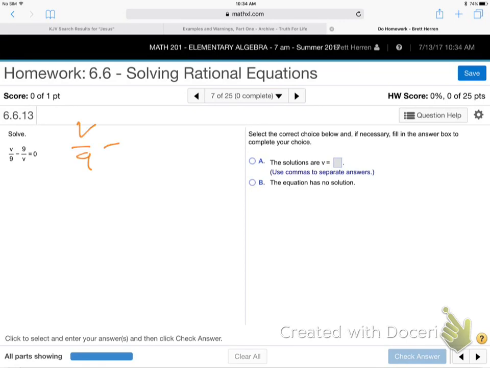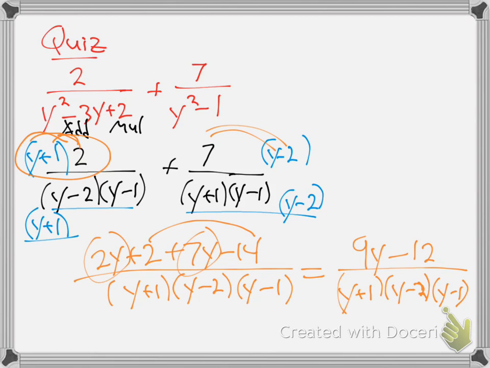V over 9 minus 9 over V equals 0. This is different than the one we just did on the quiz because it has an equal sign. So we're talking left side, right side, equal sign. What do we do different when we have an equals problem? Look back at the quiz one. See, no equals.